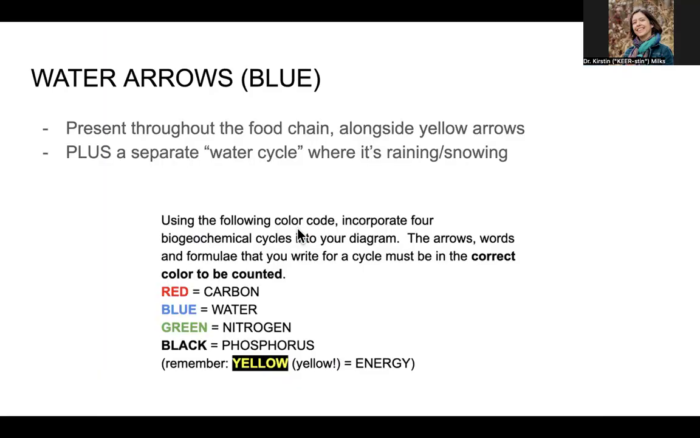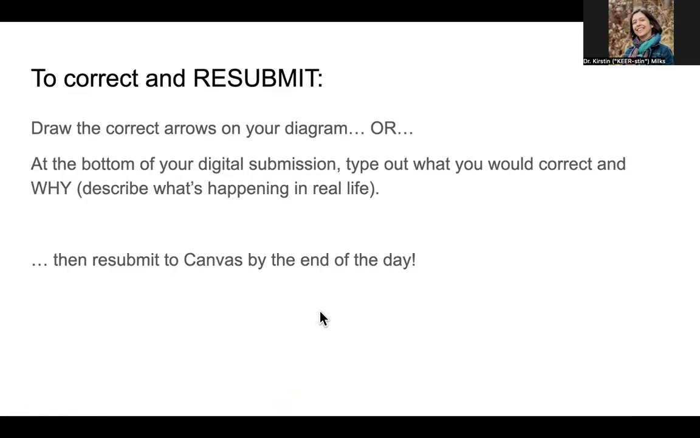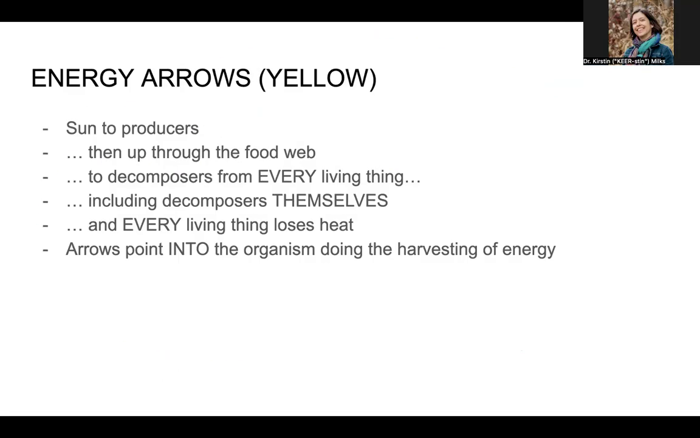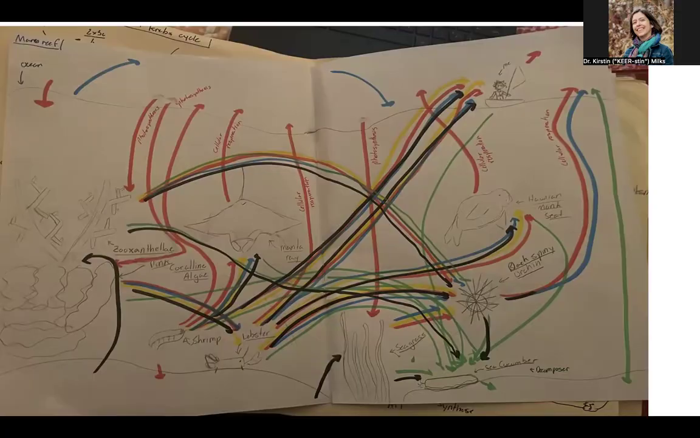So one more time, you need to have an arrow alongside yellow arrows for all of these, plus this particular situation. So to correct and resubmit, you have two choices. You can draw the correct arrows on your diagram. If that is what's going to bring you joy, you can do it. But I'm going to give you another option. If you have done a diagram that is at least as put together as this person's, where you've got rainbow arrows, you need to add your whatever color we were missing.